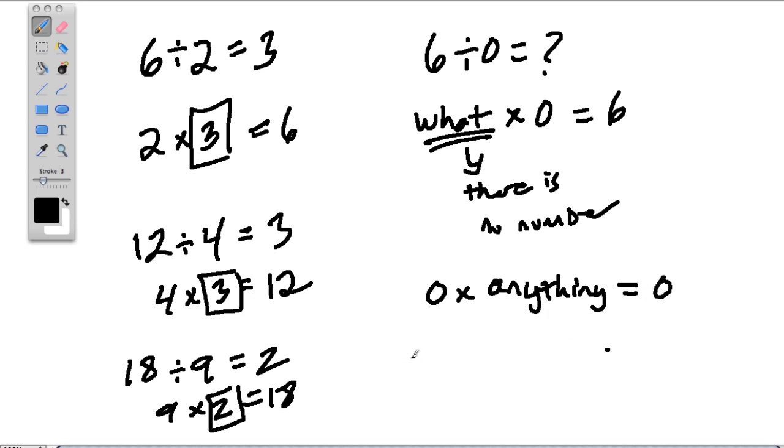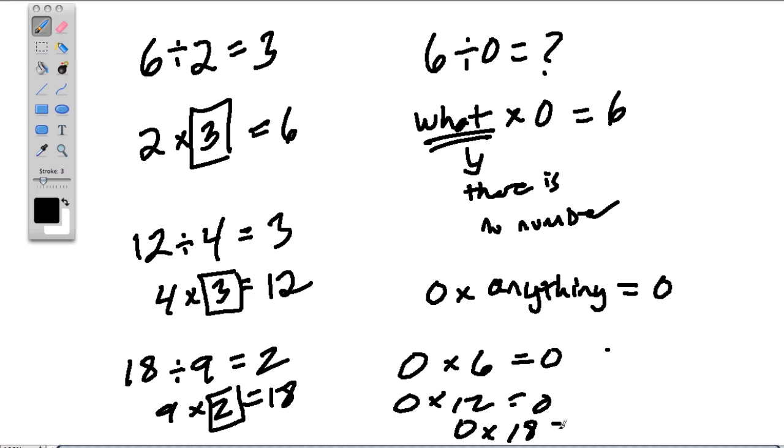So let's say you have 0 groups of 6. Well, you have 0. You have 0 groups of 12. You have 0. 0 groups of 18. You have nothing. Anything times 0 is still 0. So 6 divided by 0 can't be anything. Because, again, you'd have to find a number times 0 that gives you 6. And that just does not exist.